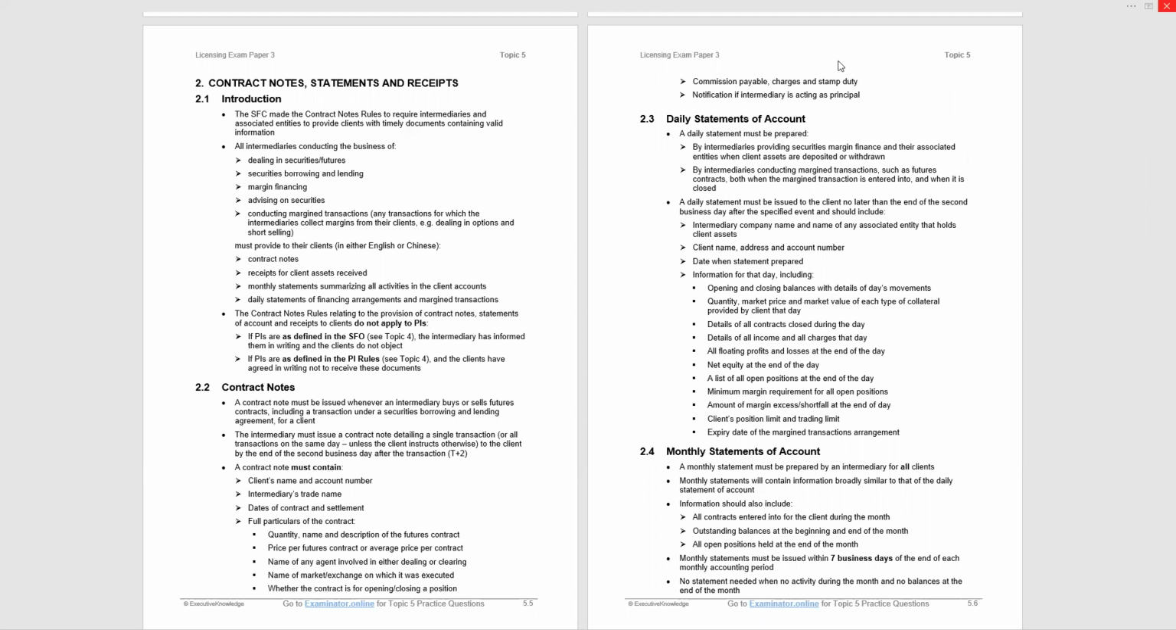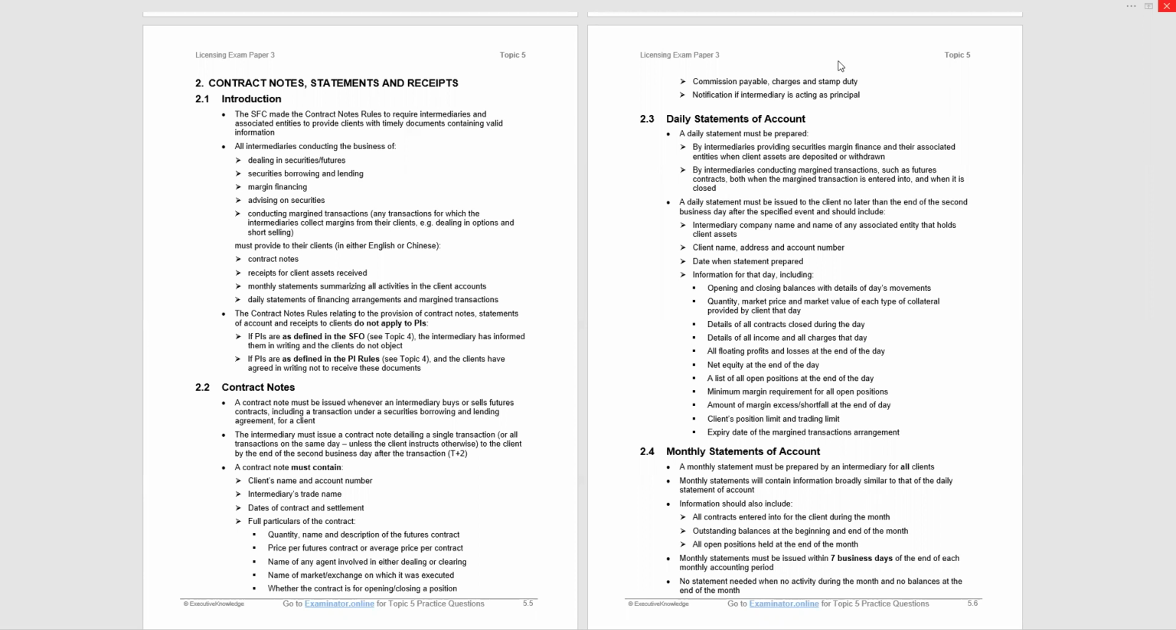Must be issued to the client no later than the end of the second business day. That's T+2 after the specified event. And what should it include? Well, as with contract notes, daily statement of account contents can be examined. And it lists there that it should include the intermediary's company name of any associate entity that's holding the client assets, the client name, address, account number, date when the statement's prepared, which is fairly obvious, information for that day. Remember, it's a day that's being covered, including opening, closing balances, details of day's movements, and on it goes. I'll let you read the detail.